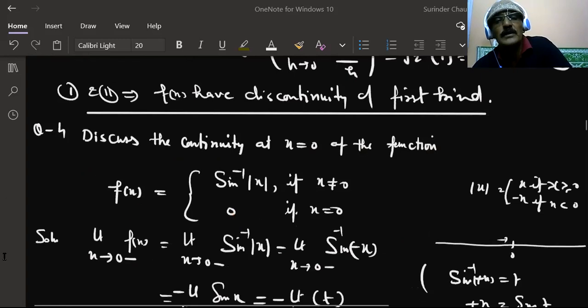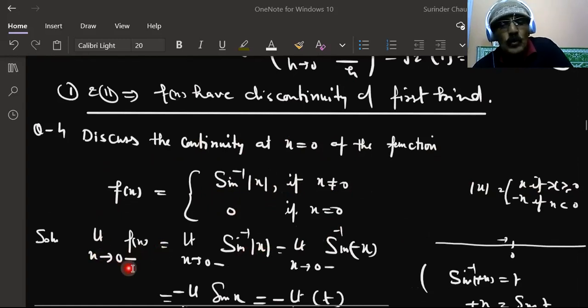Now let's discuss the continuity at x equal to 0 of the function f(x) = sin inverse of modulus x if x is not equal to 0, and 0 if x is 0. So modulus x is equal to x if x is greater than or equal to 0, and minus x if x is less than 0. Again, modulus is involved in this function, so we have to find both limits.